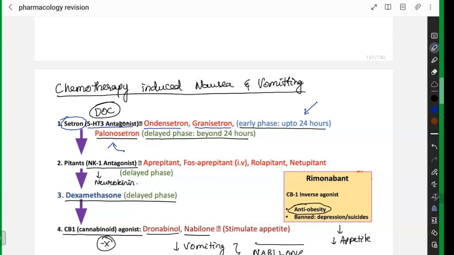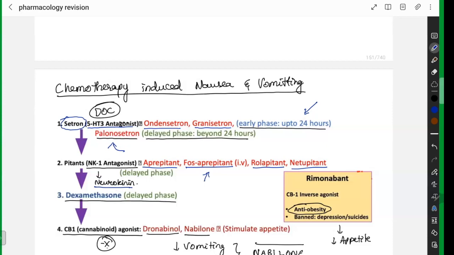Now we are going to go to the second one, that is the pitants. Just now I discussed NK1 antagonists in chemotherapeutic agents. The NK1 antagonists are nothing but neurokinin antagonists. These neurokinin receptors are also an important cause of nausea and vomiting in chemotherapy patients. So you're going to give drugs that inhibit this neurokinin. Examples: aprepitant, fosaprepitant, rolapitant, and netupitant. Among them, fosaprepitant is given in the IV form.